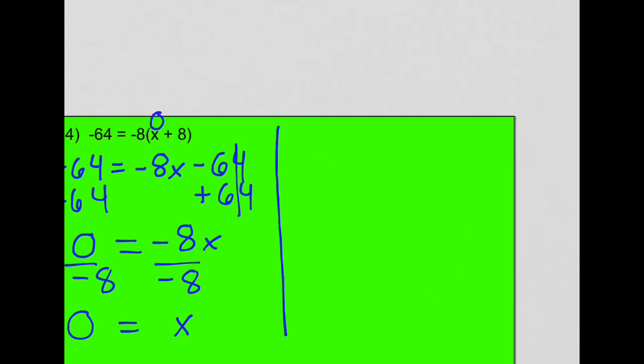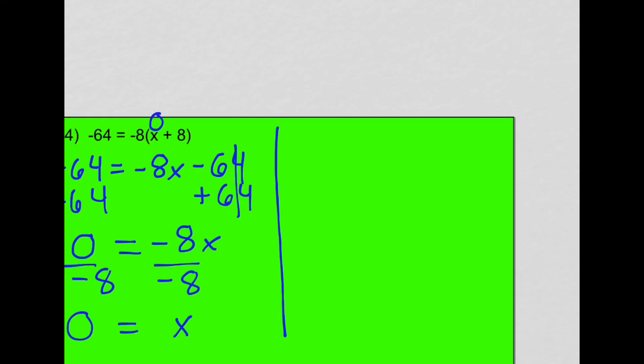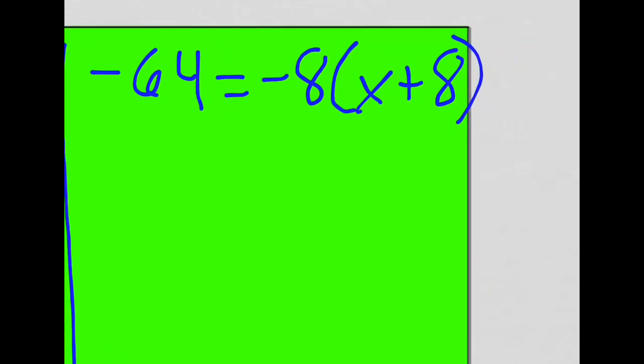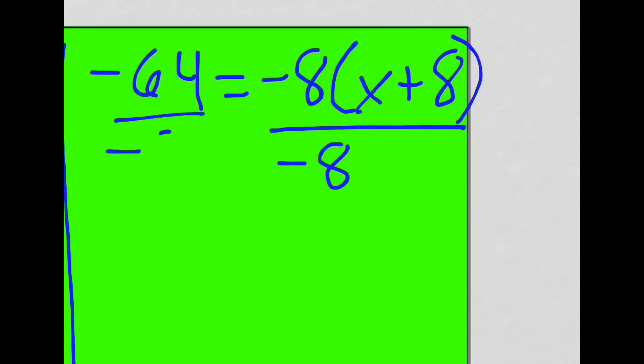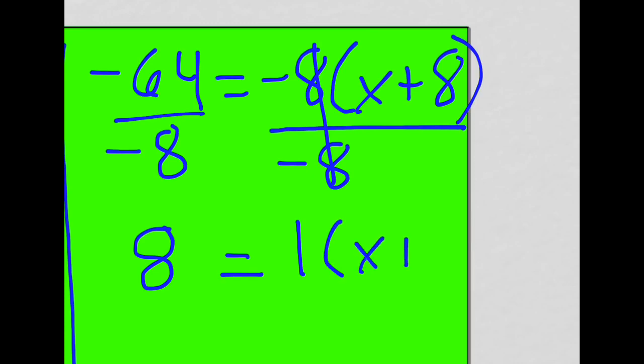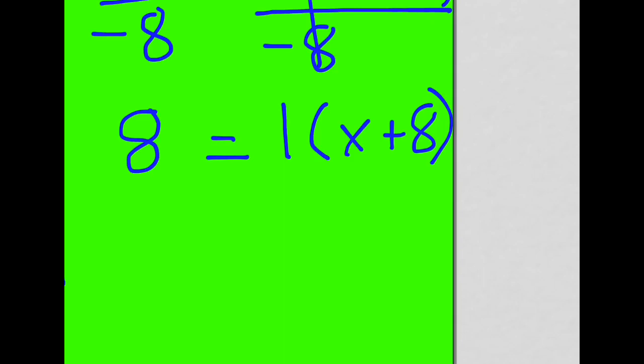Now, going over and doing the same question without expanding the parentheses first, if I had negative 64 equals negative 8 groups of x plus 8, and using this method, I could divide the parentheses side by negative 8, and then do the same thing to the other side, and I would get positive 8 on this side of the equal sign equals negative 8 divided by negative 8 is positive 1 group of x plus 8. And that's the same as saying 8 equals x plus 8.